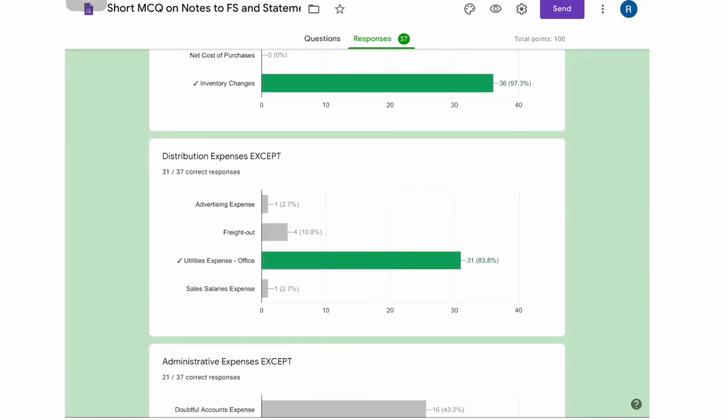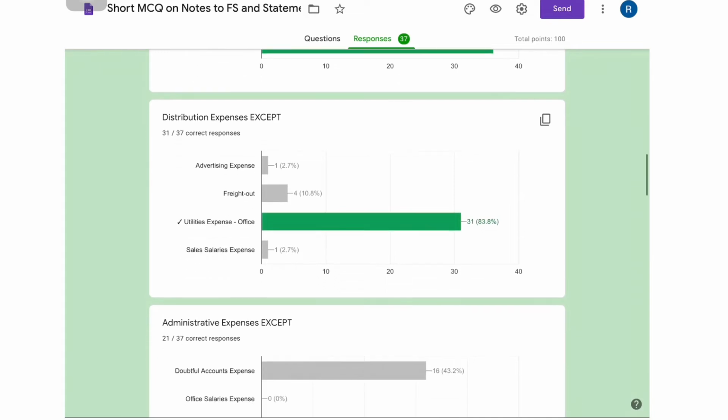And then for the next, we have distribution expenses except. The answer here is utilities expense office because that's admin expense. Of course, freight out, that's delivery, so that's distribution. Sales salaries expense, also related to selling. Of course, advertising, selling. So the answer is utilities expense office.